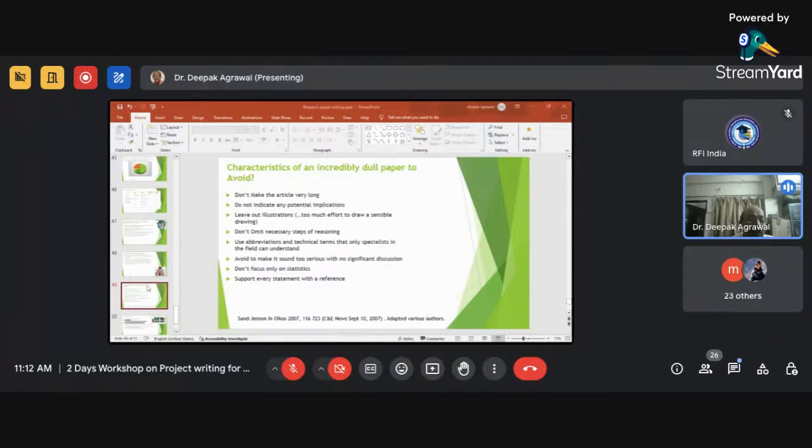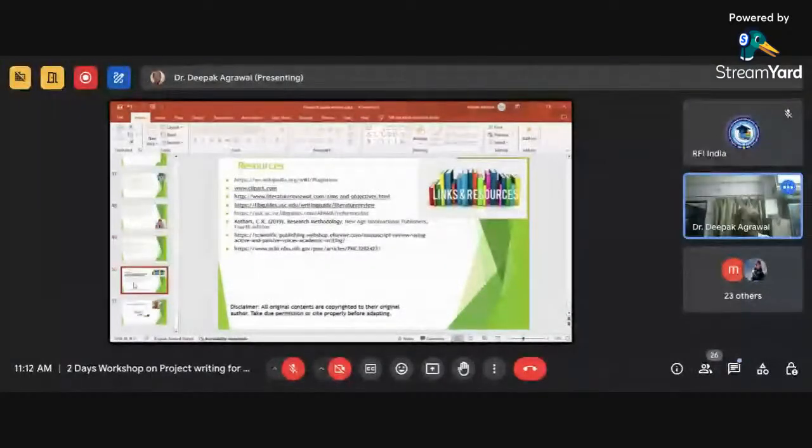Don't focus only on statistics. You need to justify your work. That is equally important. And please provide the sources of referencing. So these are the various steps required towards the development of a quality research paper.